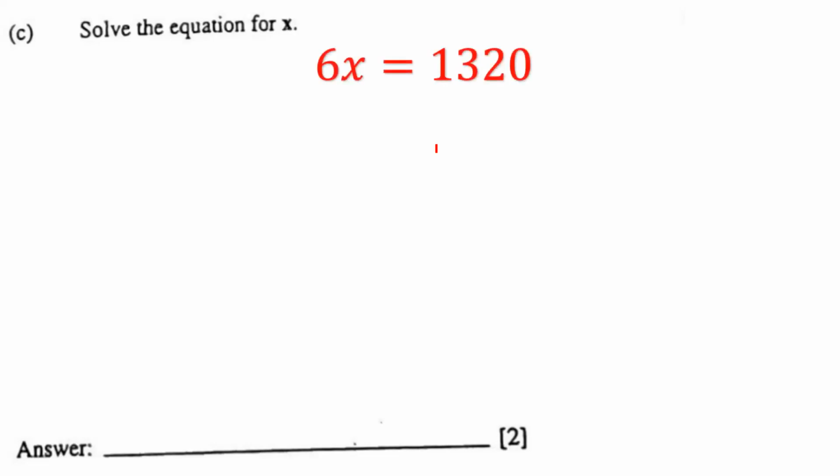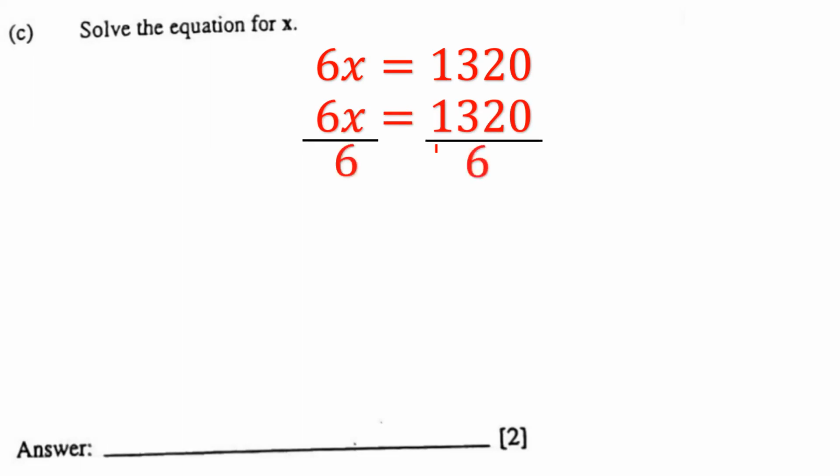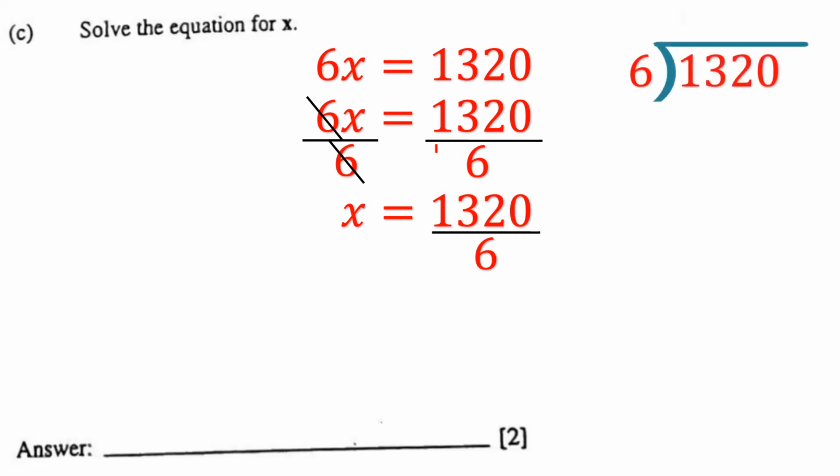We know that we have 6X equals 1,320. Now we're going to divide both sides by 6. When we divide both sides by 6, the 6's cancel out, leaving us with just X is equal to 1,320 divided by 6. So let's divide 1,320 by 6. We know that 6 goes into 13 2 times. So 6 times 2 is 12. That's going to be 13 minus 12, which is 1. We bring down the 2.